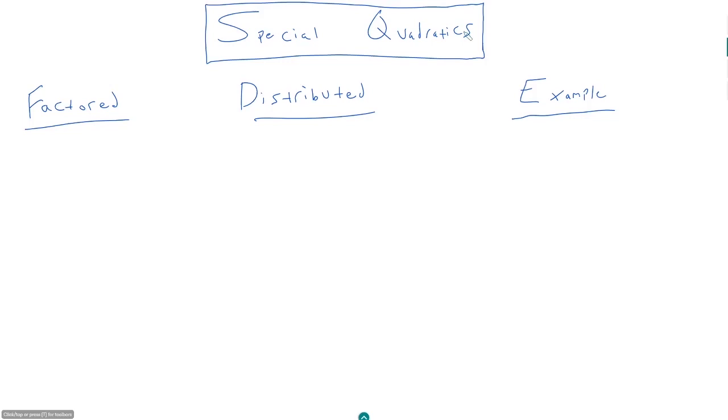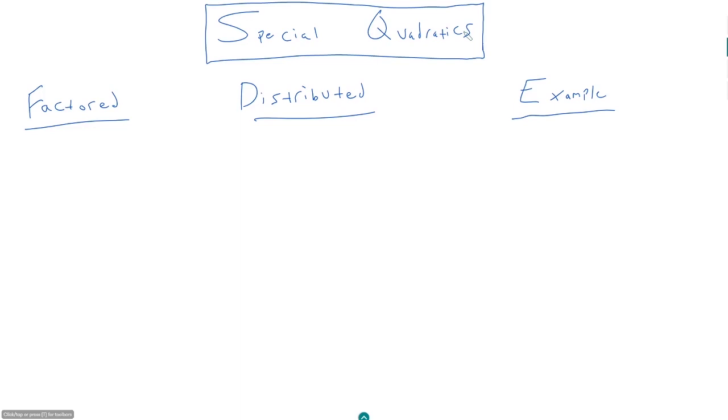I said in the intro video, the key things to know about quadratics are how to recognize them, how to factor them, and how to distribute them. I will stand by that statement. Another thing worth knowing, though, is your special quadratics. But this is not anything new that you need to learn. All of your special quadratics can be derived using the same principles as any other quadratic.